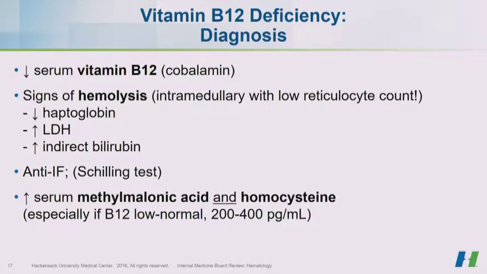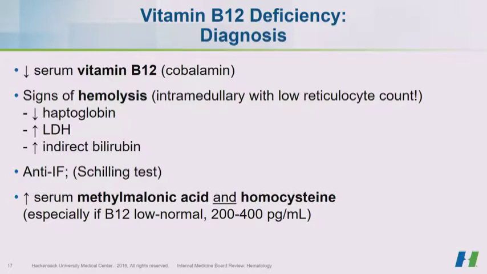How do you diagnose it? Well, you look at serum vitamin B12 levels, fairly easy. You may have signs of hemolysis: low haptoglobin, increased LDH, increased indirect bilirubin. These 3 changes are very non-specific for any sort of hemolysis of whatever etiology. If you deal with pernicious anemia, which may not be common, nevertheless, you ask for anti-intrinsic factor or parietal cell antibodies. Nobody does the Schilling test anymore.